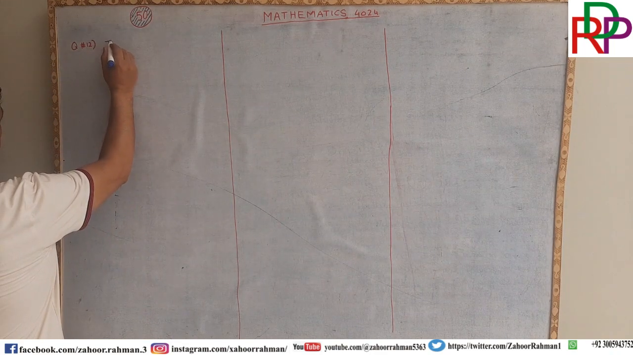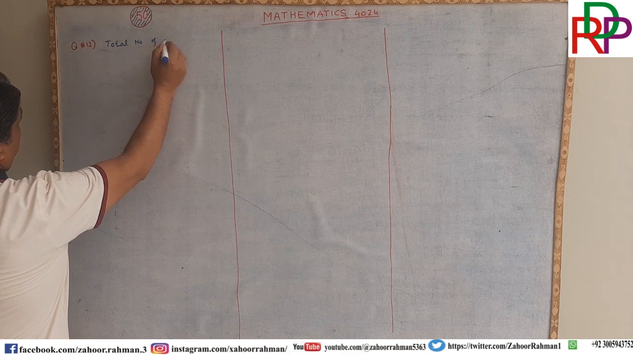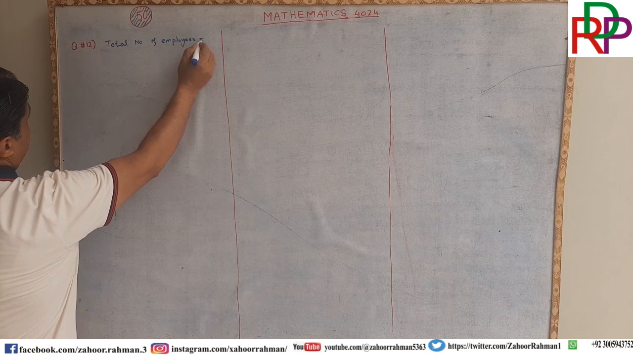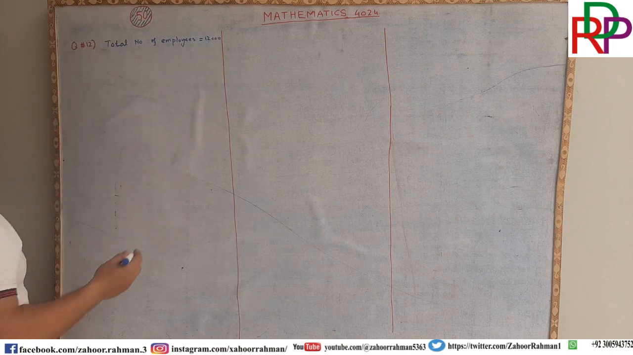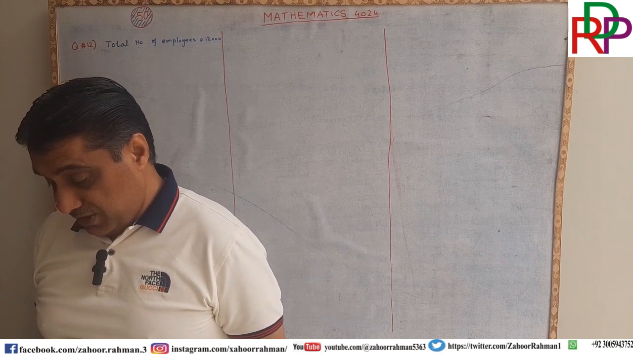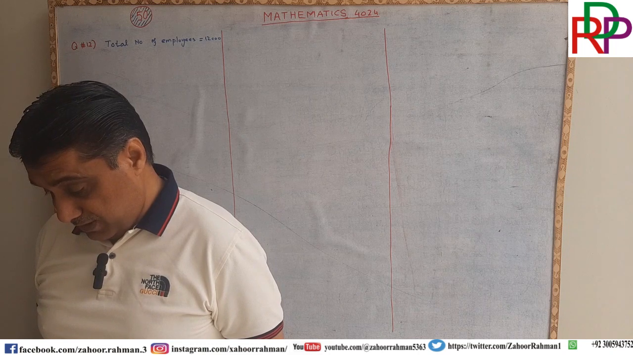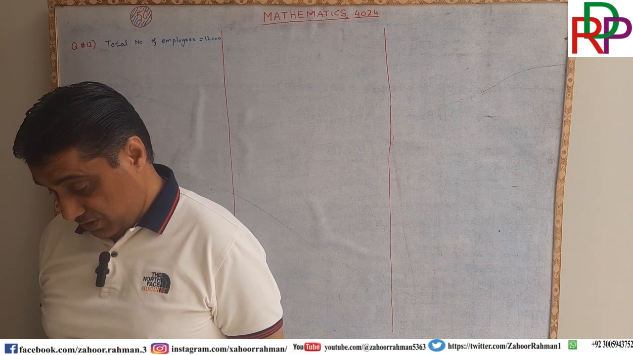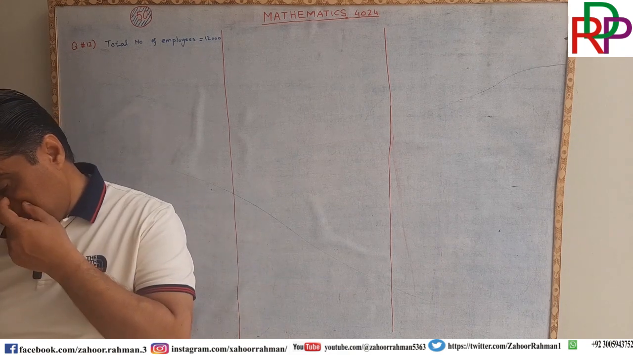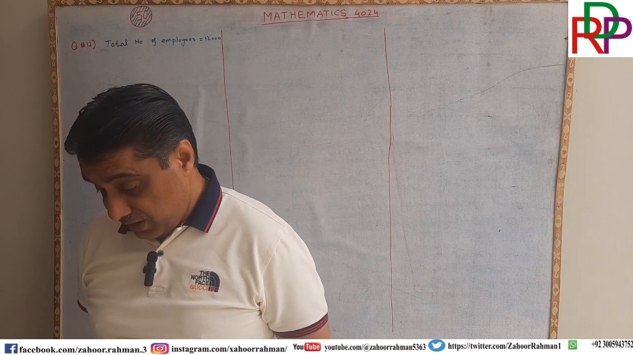So let me write total numbers of employees in a company. We are writing the data as we are getting it from the question. During the financial crisis in 2008, 2.5% of them were retrenched. 50.75% of them had a pay cut, and the rest were unaffected.